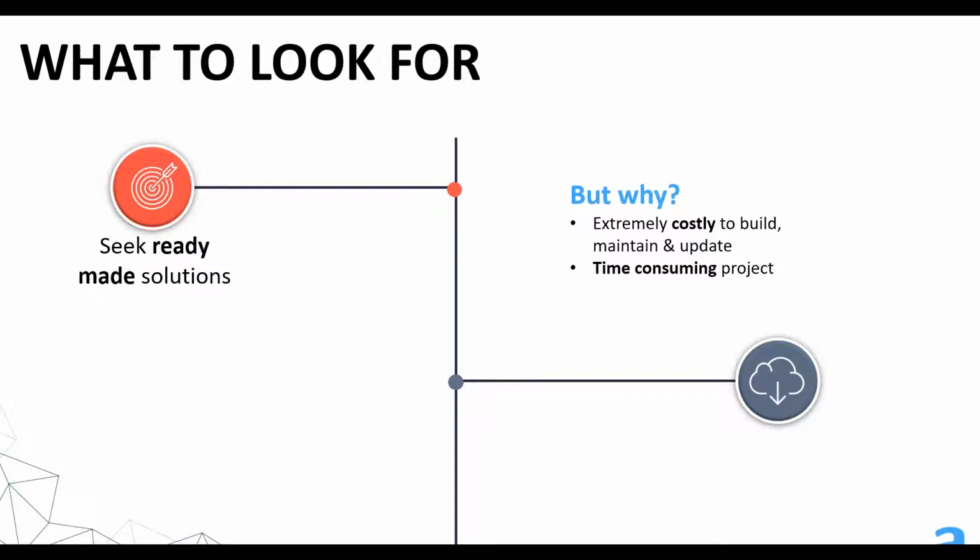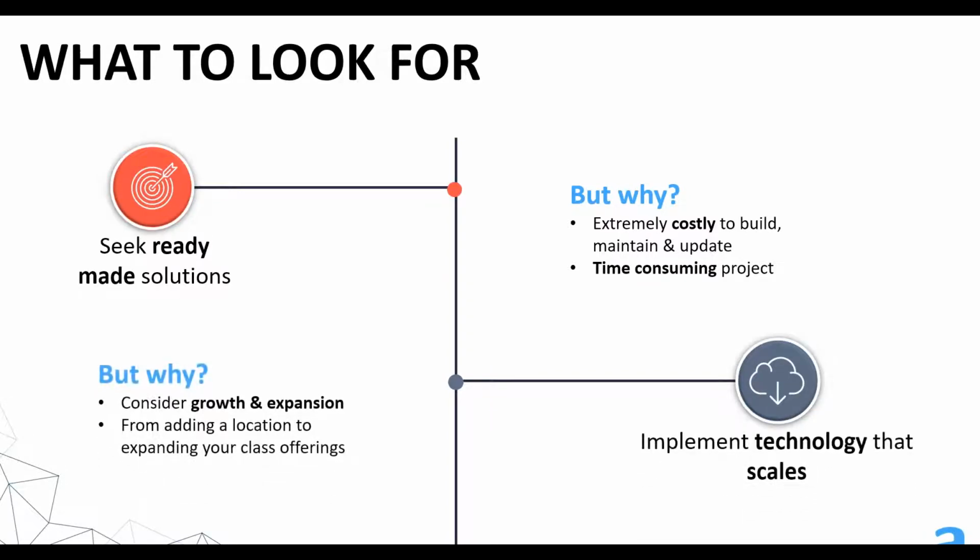It's much better that we spend our time working on what we know, which is the Amelia platform. Second is you want to implement technology that can scale. You always need to consider growth and expansion when you're looking to implement technology. Whether you're looking to add one location or expand your class offerings to start private lessons, summer camps, whatever it may be, you need to consider these things before you implement the technology that you're going to choose.